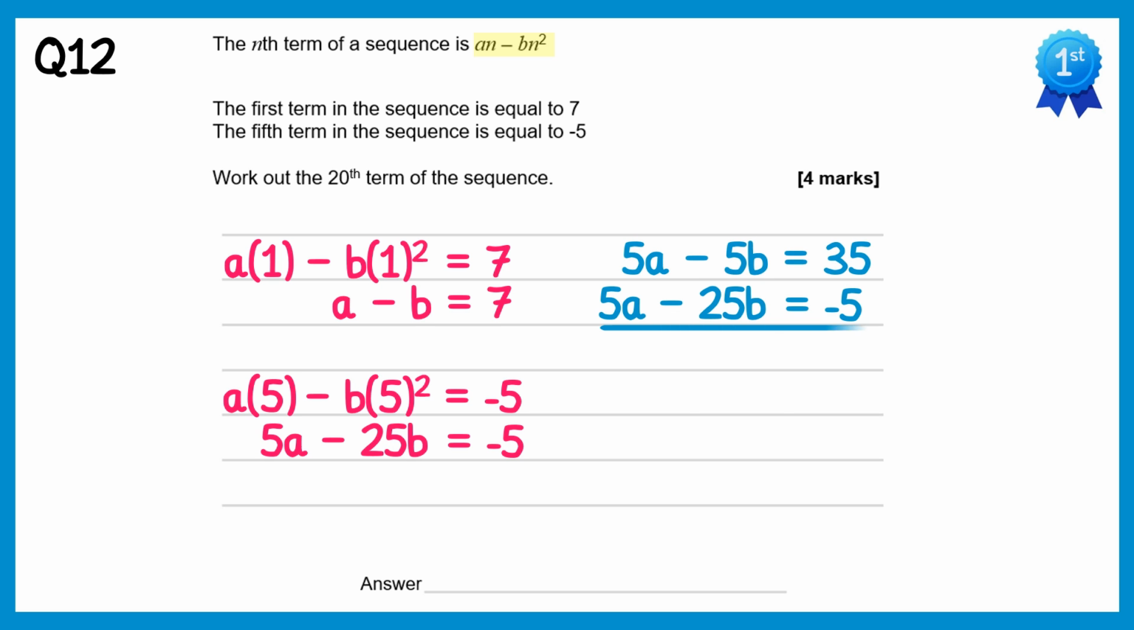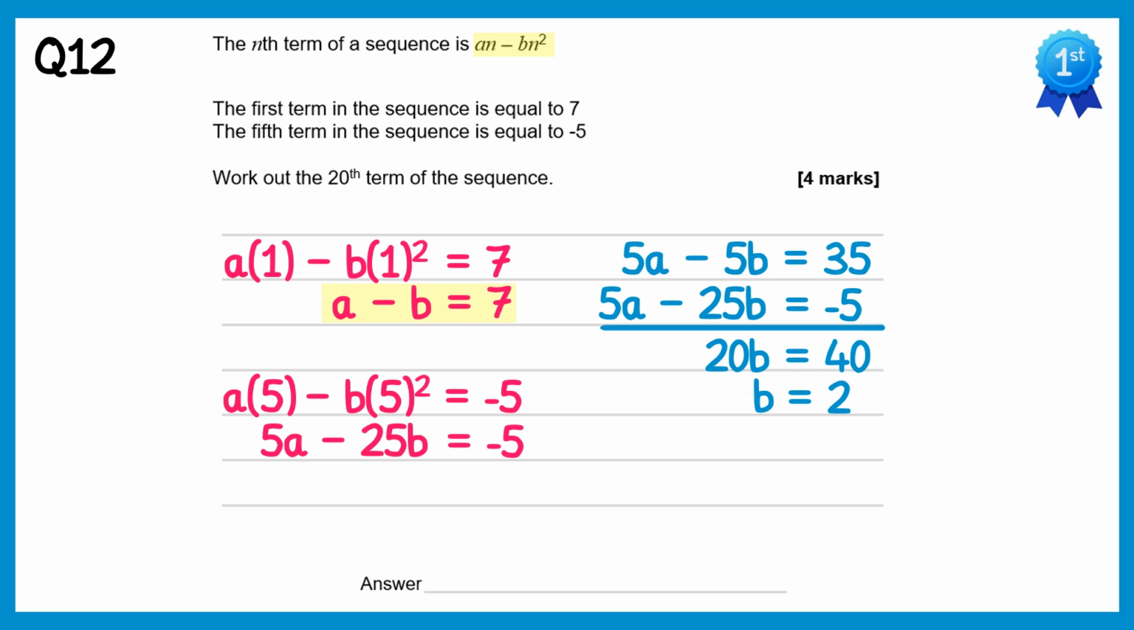If we subtract the equations, then 5a take away 5a is 0, negative 5b subtract negative 25b is a positive 20b, and 35 subtract negative 5 is 40. Now divide both sides by 20 and you get b equals 2. We can substitute this back into one of the equations.